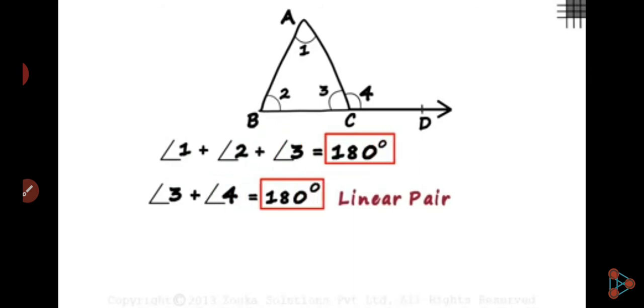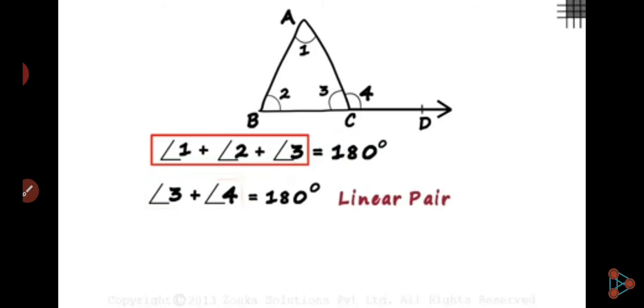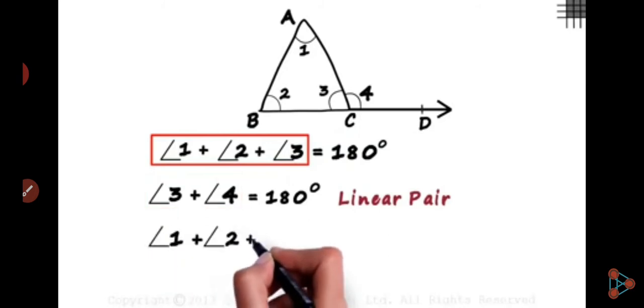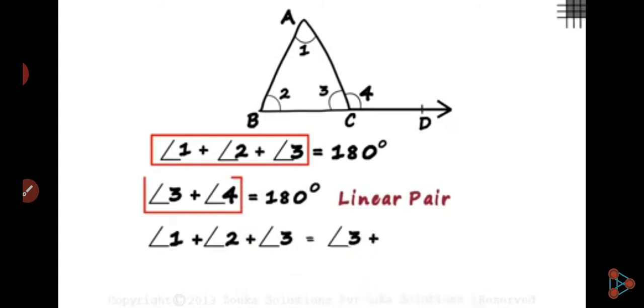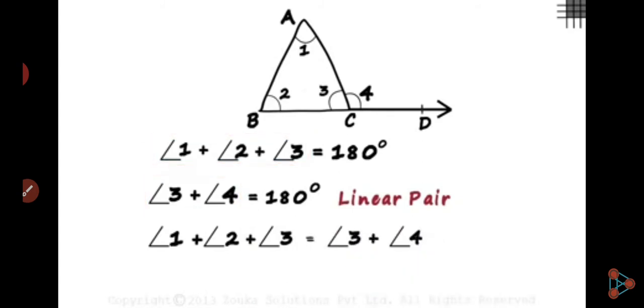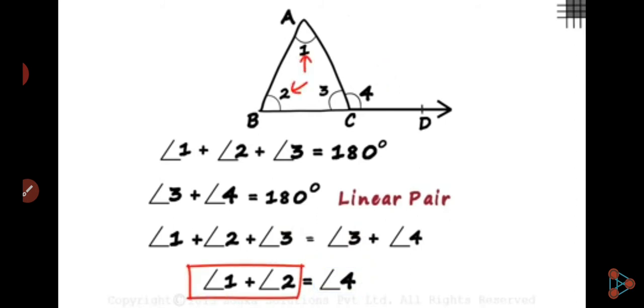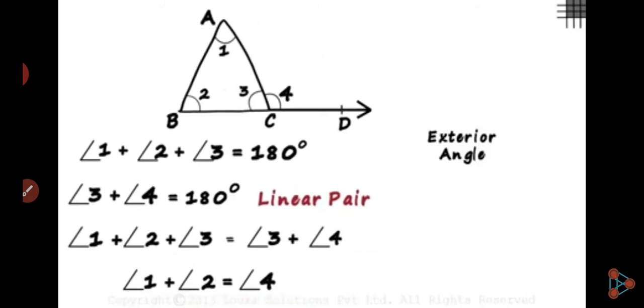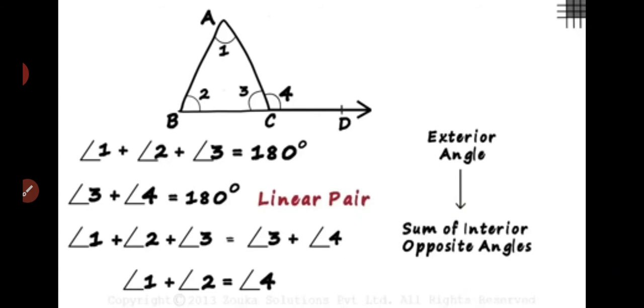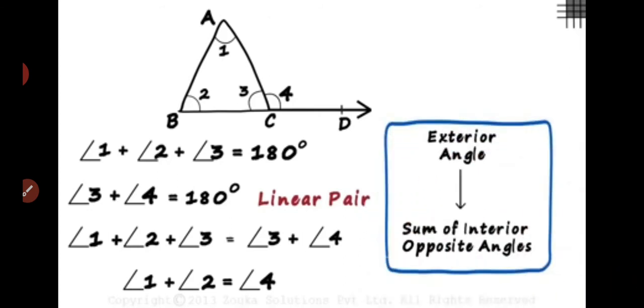So we have taken angle 1 plus angle 2 plus angle 3 is equal to angle 3 plus angle 4. On both sides angle 3 will be cancelled out, so it becomes angle 1 plus angle 2 is equal to angle 4. Understand? So what is the conclusion? The conclusion is that the exterior angle is equal to the sum of the interior opposite angles of a triangle. This is your theorem. Next theorem.